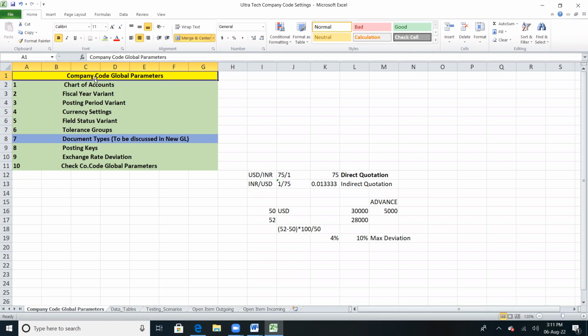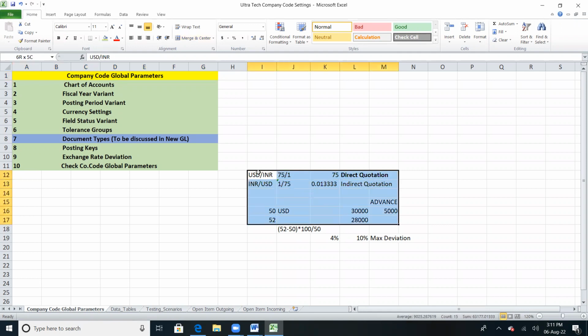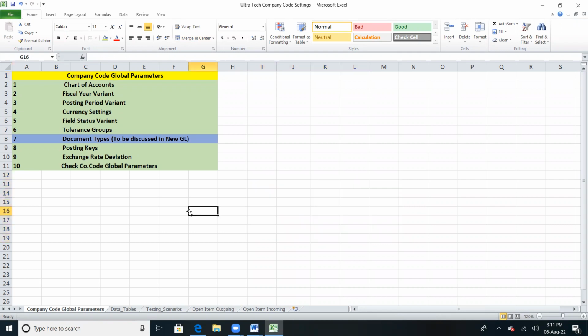So write down. Hope everyone is able to see the screen. Yes, Naveen, just write it down from the screen. Company code global parameter steps, write it down, and let me know once you are done. We need to write all the 10 steps. Yes, you have to write, and we are going to cover one after the other.